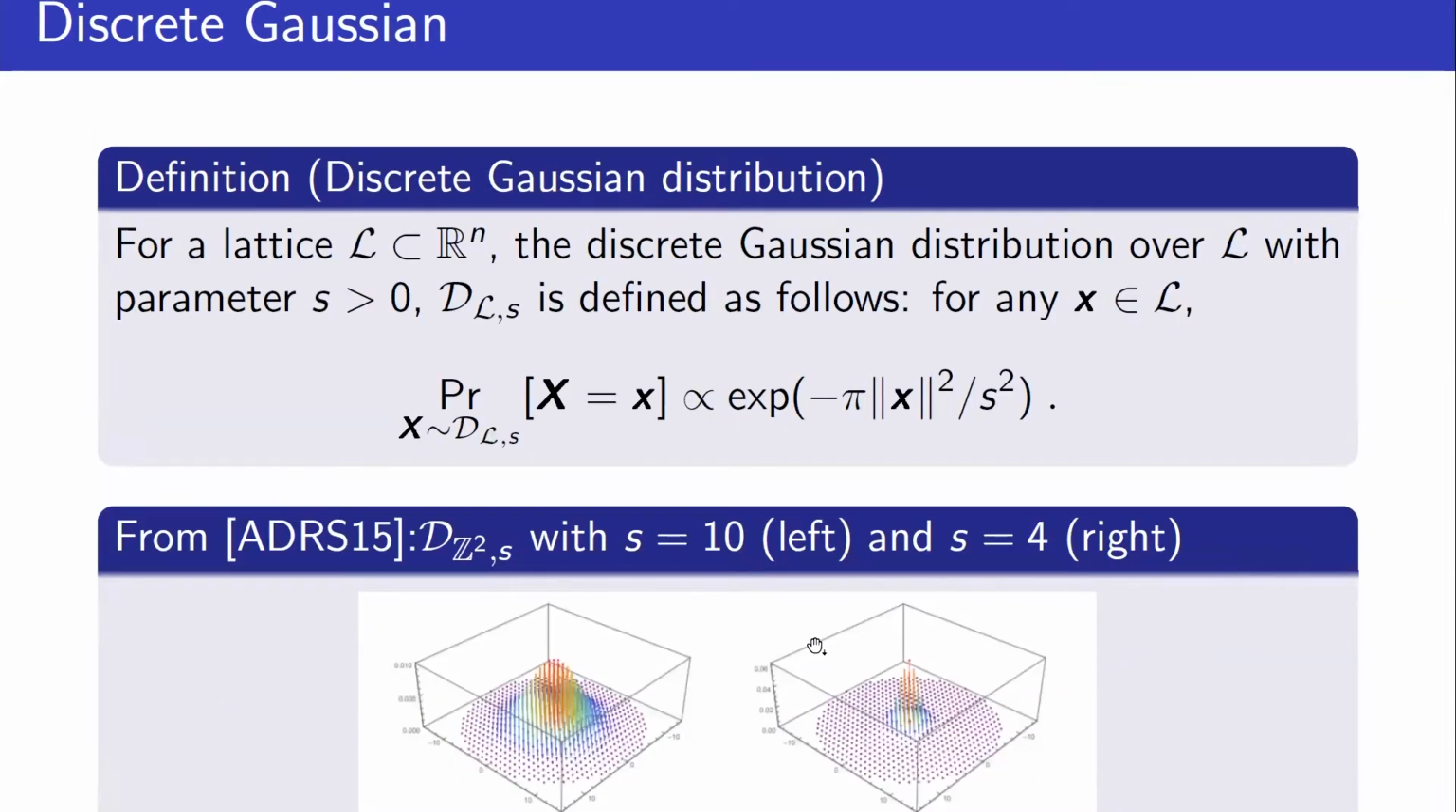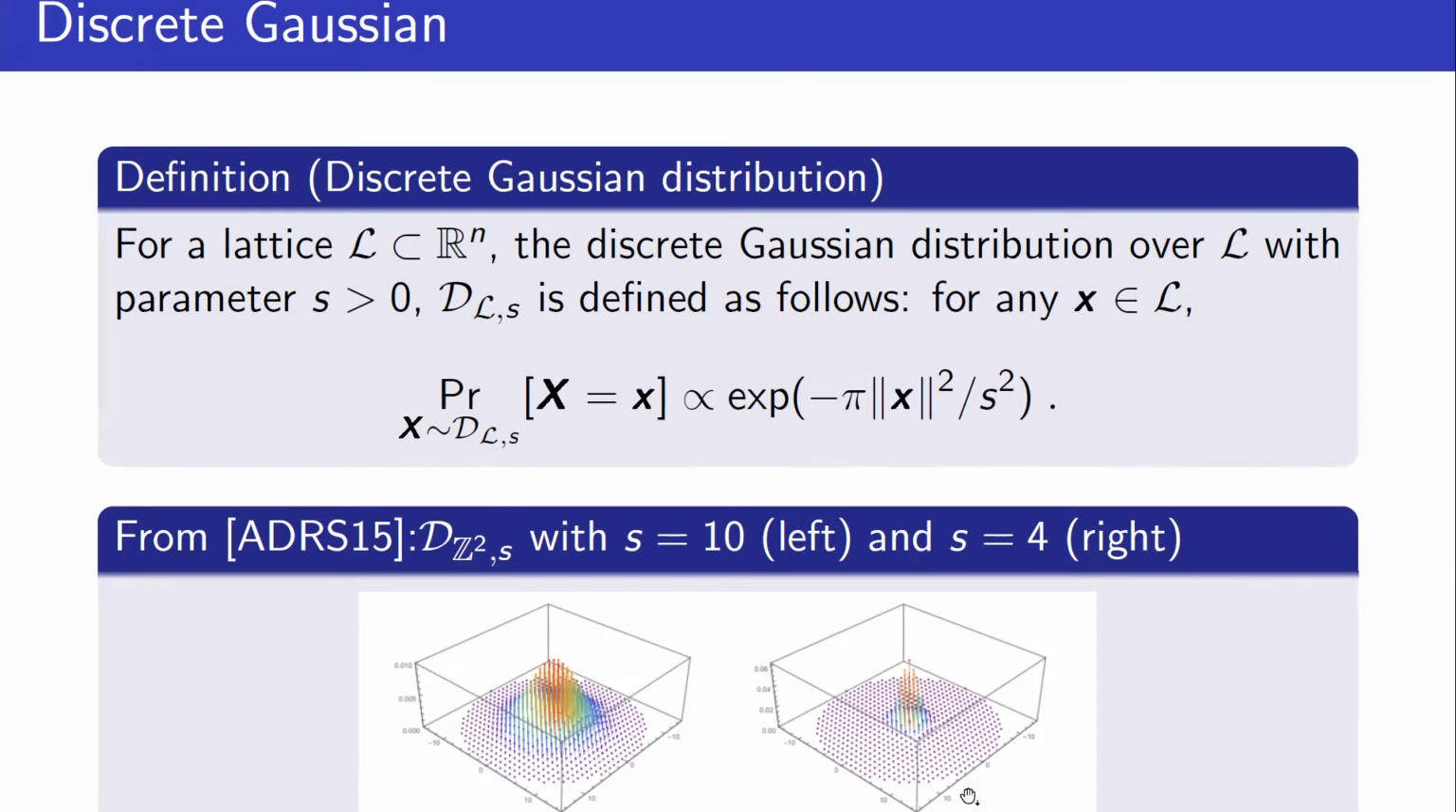And another important component for this is the discrete Gaussian distribution. It's the distribution defined over the lattice L, such that the probability of seeing some lattice vector is proportional to its Gaussian mass, drawing the analogy to the continuous Gaussian distribution. It also has a parameter S associated with it. For now, you can think of it as somewhat similar to the standard deviation in the continuous Gaussian distribution.